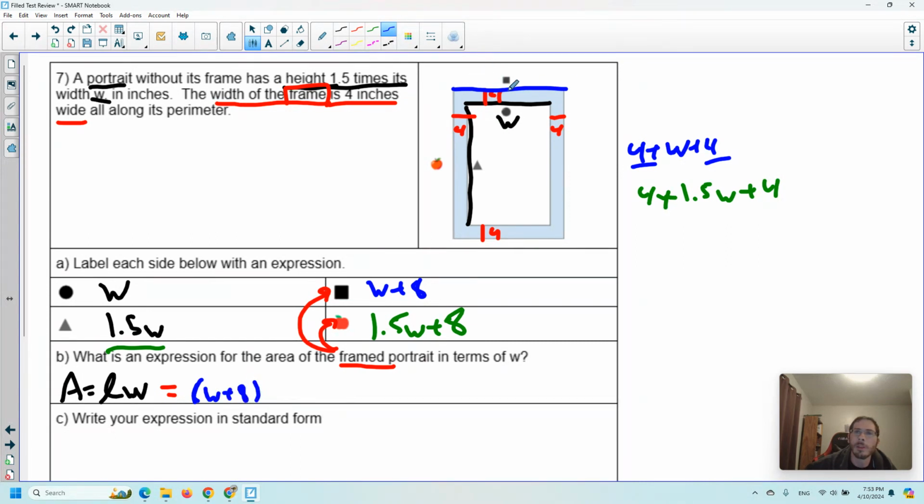So again, we want this times this length. I guess I made that the width, so I'm using the length a little bit arbitrarily. And that's it. That's actually all we want to do, because it just says what's an expression for the area in terms of W. That's all we have to do, just realize, oh, okay, area is length times width. So if I know what the length is, W plus 8, put that where L is. If I know what the width is, 1.5 W plus 8, we just put that where the W is.